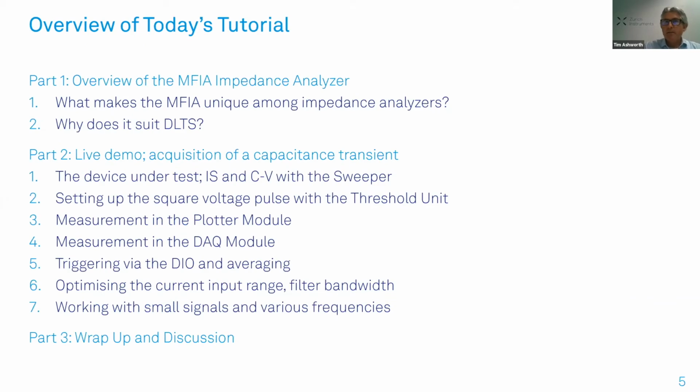So let's get started with the tutorial. Okay, so today's tutorial, here's a quick overview. Firstly, I'd like to introduce the MFIA and explain a little bit how it is unique, to what extent is it unique? And then secondly, why does it suit DLTS? Then in the live demo, I'll start with an introduction of the Impedance Analyzer tab, explain a little bit about how we're measuring, how that's set up. We'll do some spectroscopy before moving to setting up the voltage pulse. Then we'll move to the plotter module to have a look at the signals in real time. Then we'll move to the DAQ module and we'll acquire with the DAQ module. We'll use triggering to average transients. Then finally, we'll look at optimizing the current input range and the filter bandwidth.